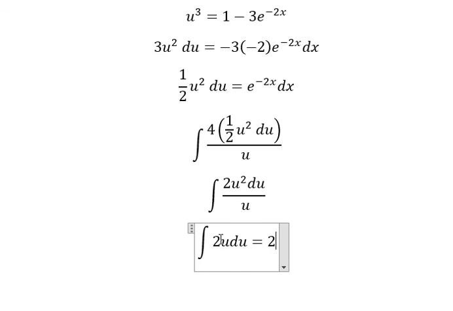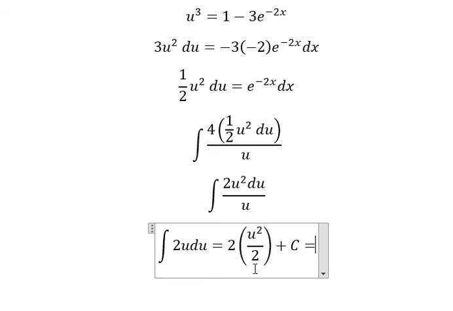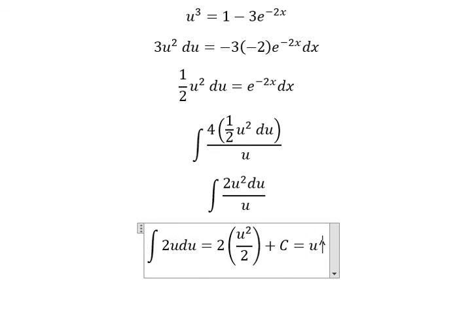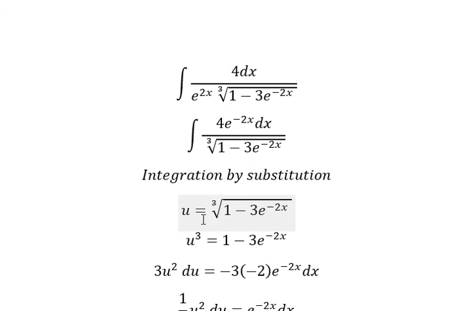The integration of u, we have u squared over 2, and we put c. Number 2, we cancel. About u, that is this one.